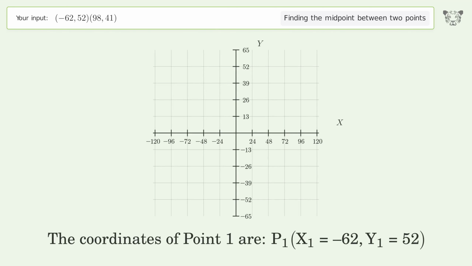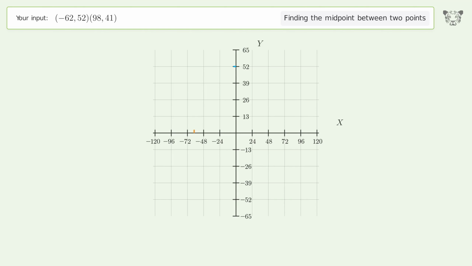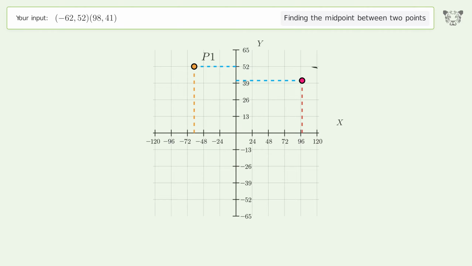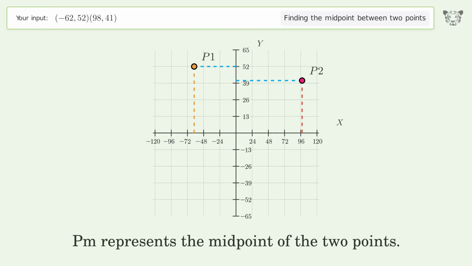The coordinates of point 1 are, x1 equals negative 62, y1 equals 52. The coordinates of point 2 are, x2 equals 98, y2 equals 41. PM represents the midpoint of the 2 points.